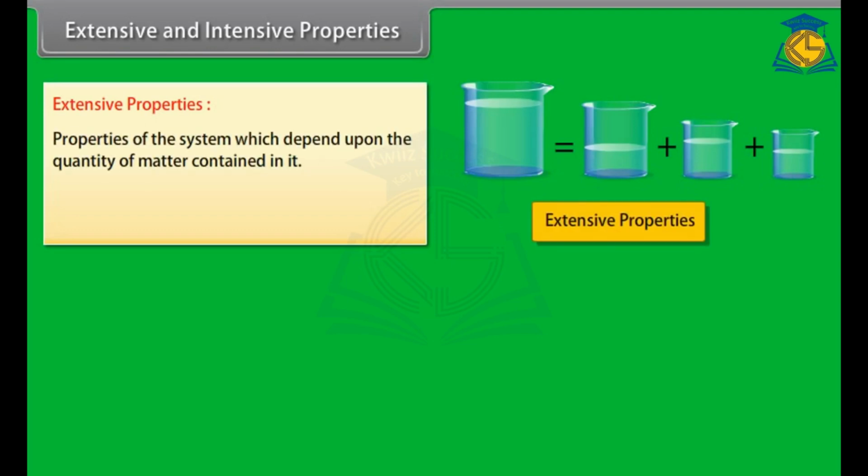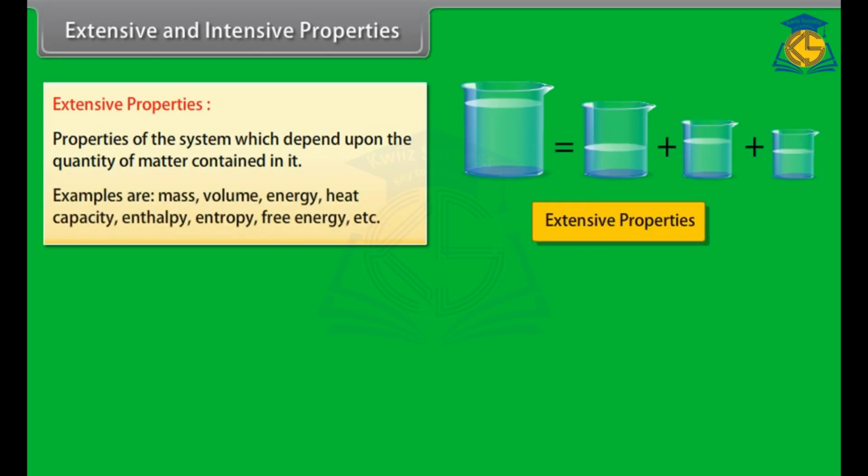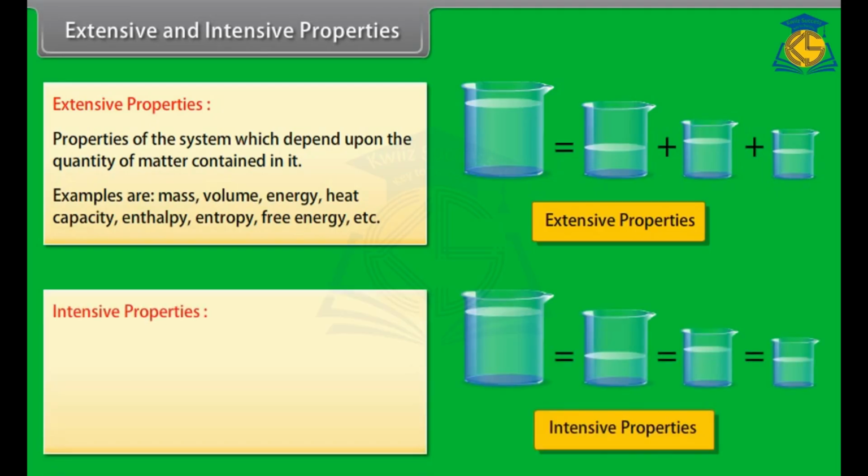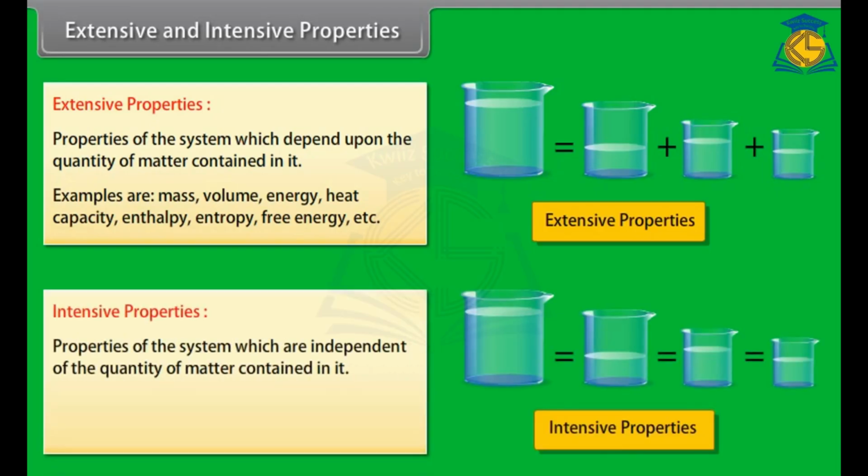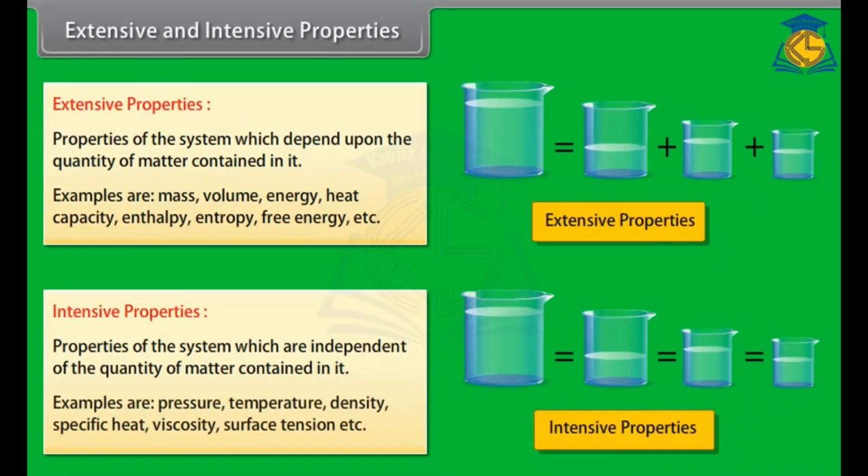Extensive and intensive properties. Extensive properties are properties of the system which depend upon the quantity of matter contained in it. Examples are mass, volume, energy, heat capacity, enthalpy, entropy, free energy, etc. Intensive properties are properties of the system which are independent of the quantity of matter contained in it. Examples are pressure, temperature, density, specific heat, viscosity, surface tension, etc.